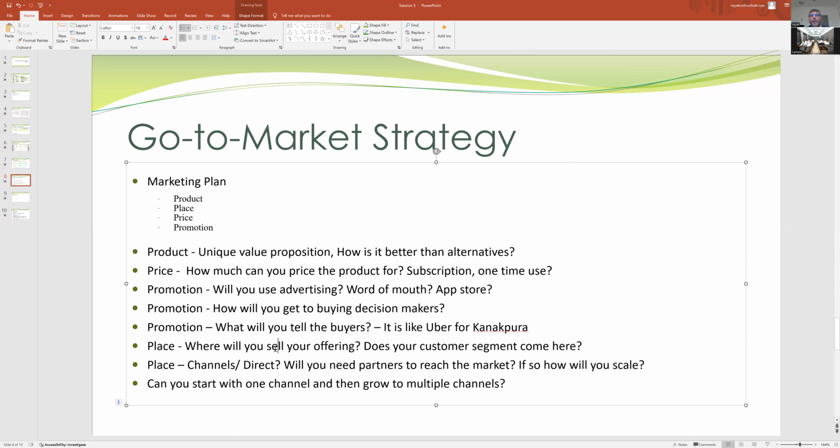Place, where will you sell the offering? That's the place part. You will go to a store and put it, or will you put it in a fair, in a conference? So these are all, and then channels. I talked about channels, right? Will you sell it directly to the buyer or through some medium, going through an agent, going through a shop? So that's very different. That is where you will put it.